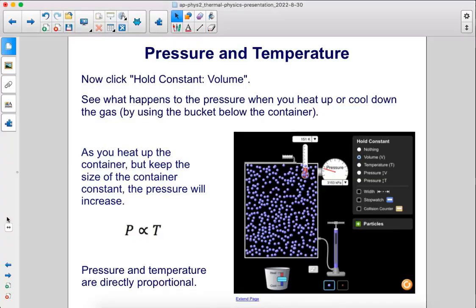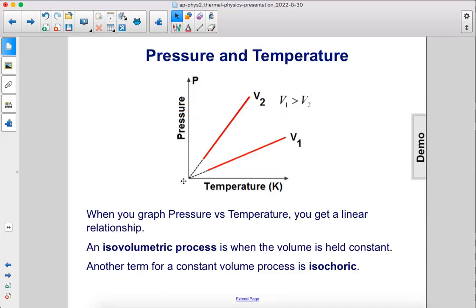In conclusion, as you heat up the container but keep the size of the container constant, the pressure will increase. Pressure and temperature are directly proportional. When you graph pressure versus temperature, you get a linear relationship, and the volume of gas you're dealing with will help to determine the slope of that line. An isovolumetric process is when the volume is held constant. Another term for constant volume is isochoric.